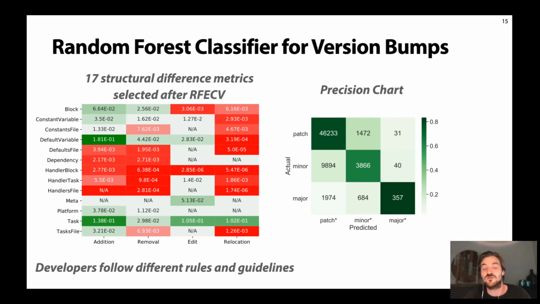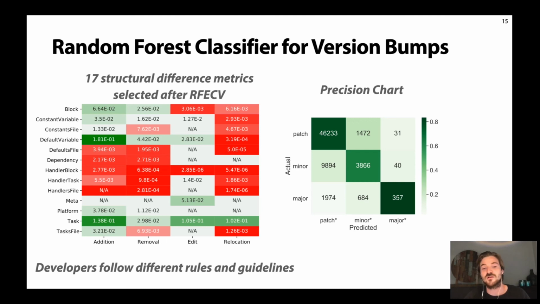We first used recursive feature elimination to isolate the most distinguishing structural difference metrics for this classification problem, and in general we found that things like the addition or the removal of variables, the addition or the removal of tasks, the addition of a platform, the edit of a task, these sorts of things are the most important to distinguish between different versions. And then on the other hand, things like handlers or relocations of files, renames of files, moving a task to another block aren't necessarily as important to distinguish these.